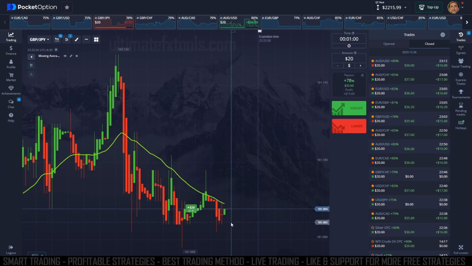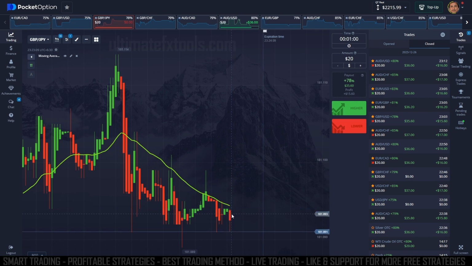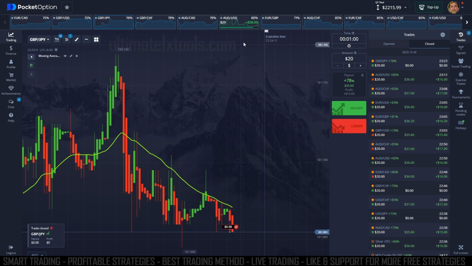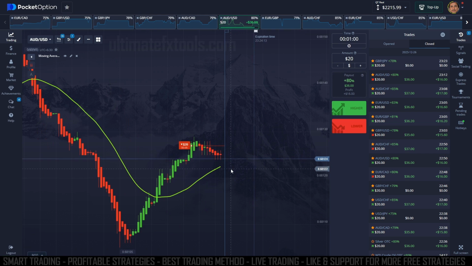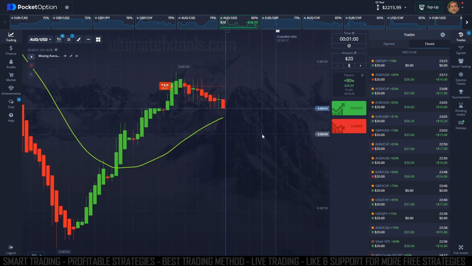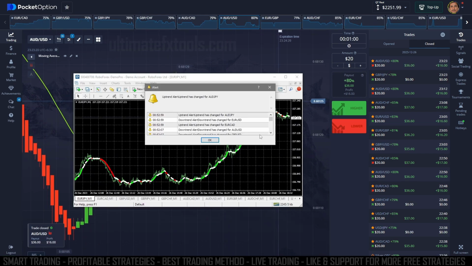A 50-50 situation here with our GBP/JPY, hoping that we can win this trade. Got a loss on that. But still got good momentum on the AUD/USD, and got a good trading return for that.